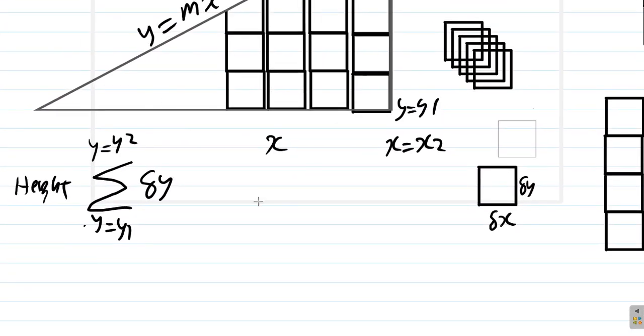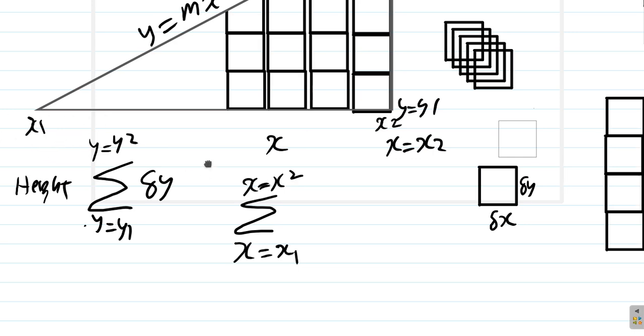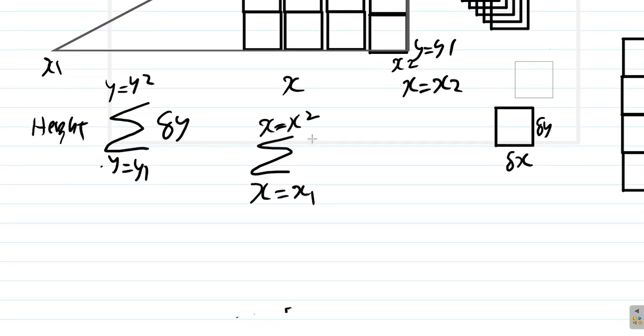In other words, we're adding up the width. So we're adding up from x, not y. x is equal to, if we're looking at it from left to right, x1 to x2. We could consider the right as x1 and the left as x2, but let's say we're moving from left to right. And what we're doing is adding up sideways, the width, delta x.